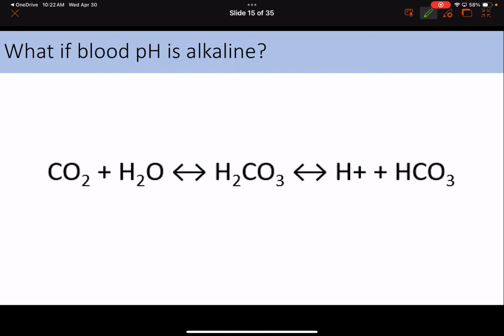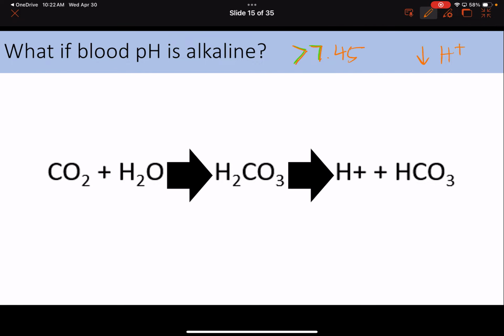So what if blood is alkaline? What would be the pH if blood is alkaline? Greater than what? 7.45. Greater than 7.45, which means that we are going to have a low amount of hydrogen ions. And there always should be a balance. And so in that case, if we need more hydrogen ions, which way is this equation going to go?